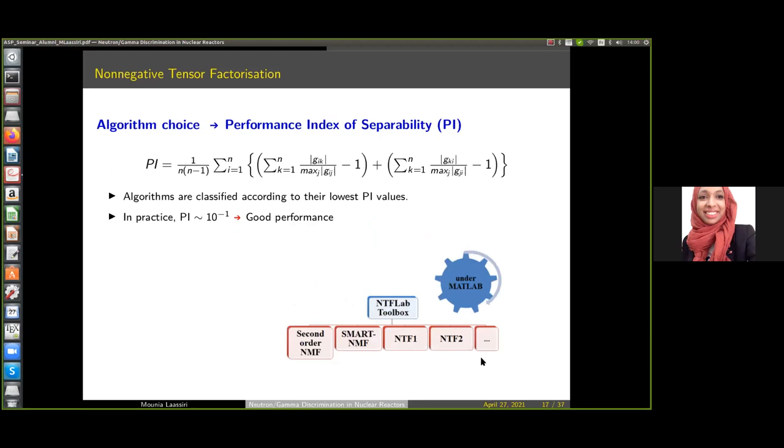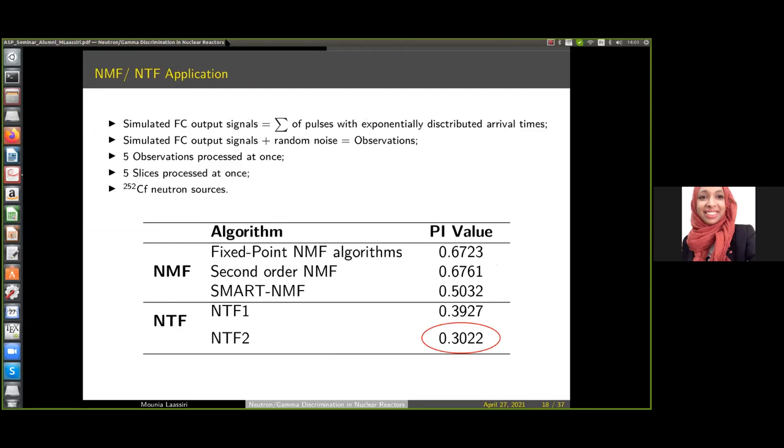In fact, the NTF Lab Toolbox contains a large collection of algorithms. So in order to define the best ones able to analyze our mixture data, we calculated the performance index (PI) of separability, which is given by the following formula. Then we classified our algorithms according to their lowest PI values. In general, a PI around 10⁻¹ provides good performance in terms of separability. Before applying the BSS method in our tensor case, this table shows that the NTF2 algorithm is the most effective one among all stable NMF and NTF algorithms and has better performance in terms of separability than NTF1.